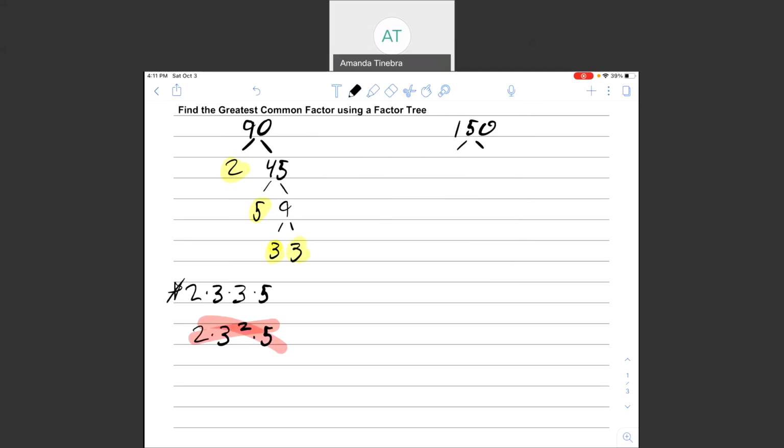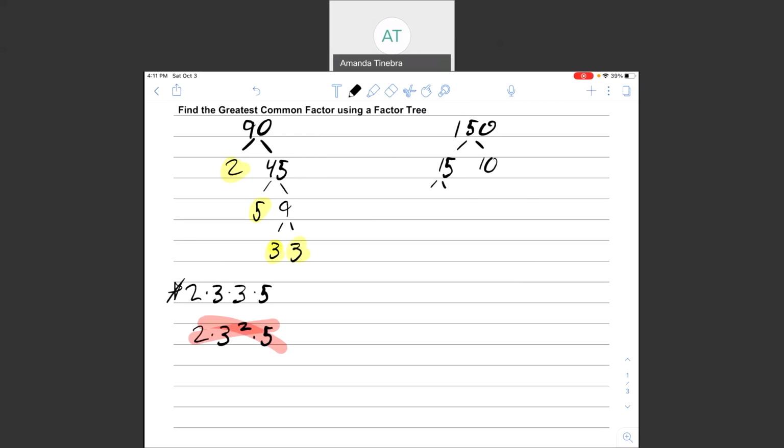We could do the same thing with 150. So we want to come up with a pair of numbers that will multiply to give us 150. The easiest one that I see right away is just 15 and 10. You know, you could do 2 and 75. You could do 5 and, whatever, 30, I think. But we're just going to do it this way.